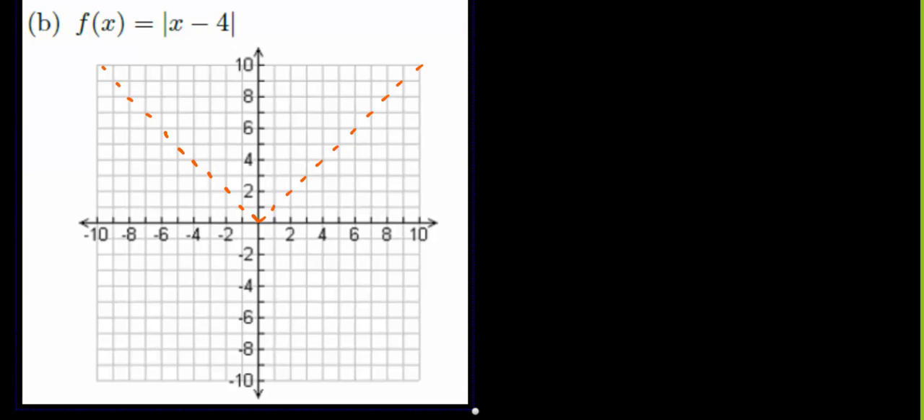And then I say, okay, this has been shifted 4 places to the right. So this 0 becomes 4. And then I just make my sketch. Uh-oh, got a little sloppy there. There. Okay. So we look for the parent function and then we go from there.